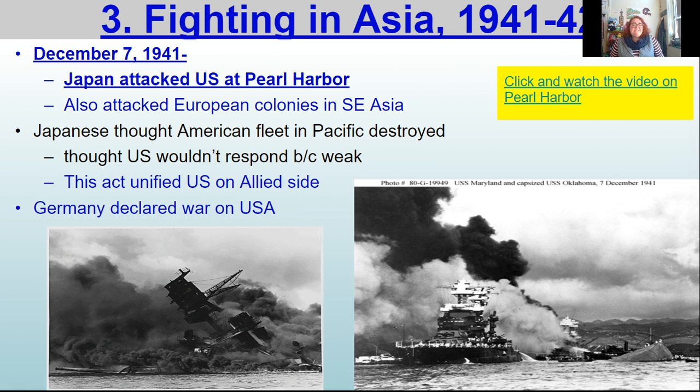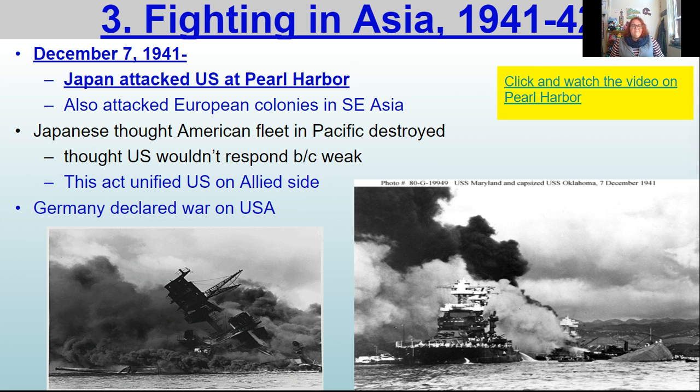So this brings us to December 7th, 1941, a day that will live in infamy. This is when the Japanese made the stupid decision of attacking the US at Pearl Harbor. Technically, Hawaii wasn't a state yet, but because of this, Hawaii would become a state. Now, I should also mention that the Japanese not only attacked here, but also attacked other European colonies, but this one would be the most damaging for the Japanese.